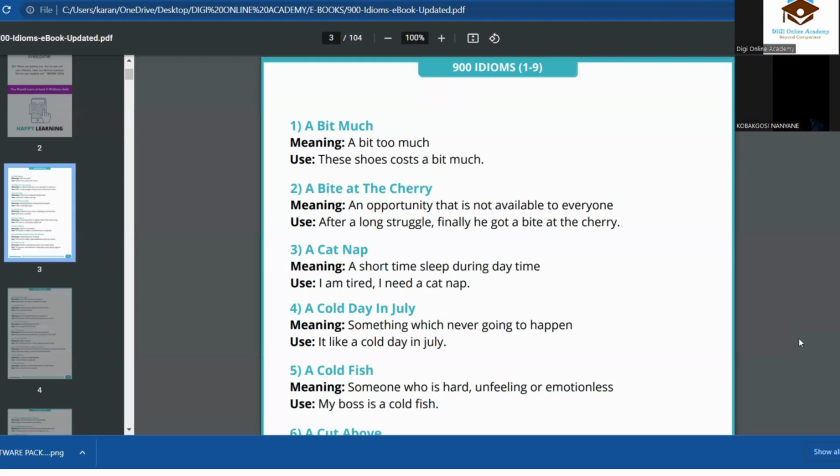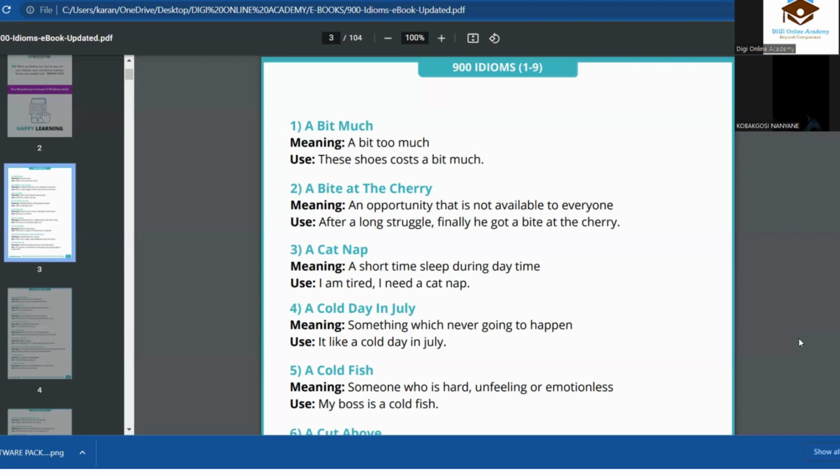So do you have something around you which you can call a cold day in July? Failing in life is a cold day in July for me. Okay. Suppose a kid is too naughty. You can say to the kid, hey kid, improving you is like a cold day in July. Expecting your good behavior is like a cold day in July. Expecting a smile on your face is like a cold day in July.